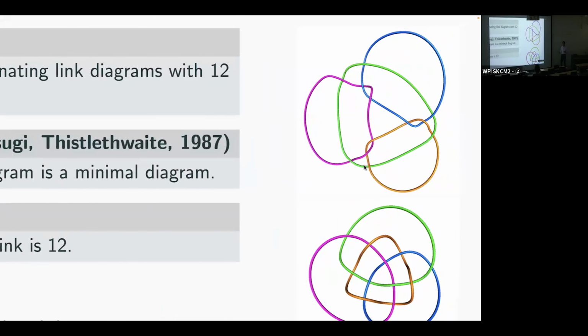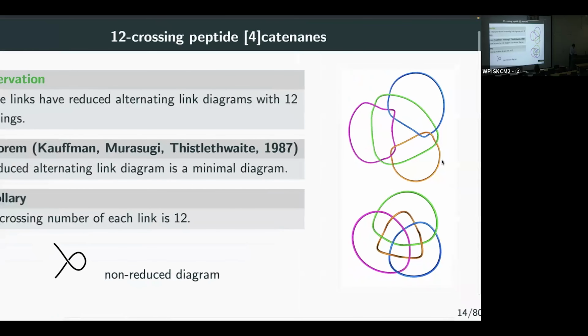The diagram is alternating if, as you move along each component of the link, the overpass and underpass come in order at the crossings: over and under. Then that diagram is called alternating. And in knot theory, many things are known for alternating knots and links.